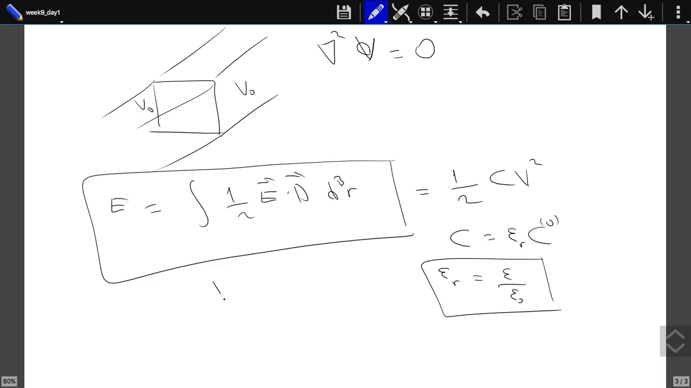Well, it is related. D is equal to epsilon E. The bound charges also contribute to this E and D. Well, the bound charges contribute to E.